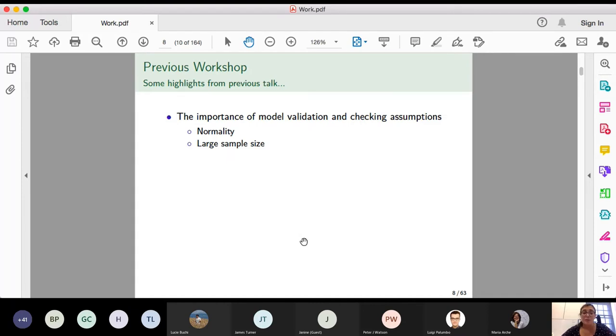Maybe they are, maybe they are not, but if the assumptions of the methods are not met, then the conclusions that you're getting for your analysis are not valid. So for example, if you are doing some t-test, we are assuming that the variable that you're analyzing, your variable of interest, follows a normal distribution.